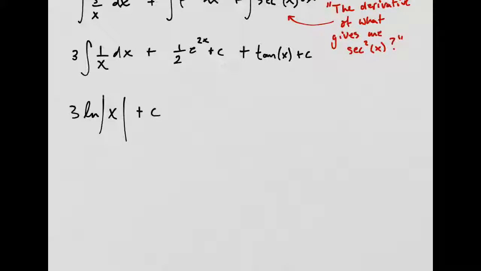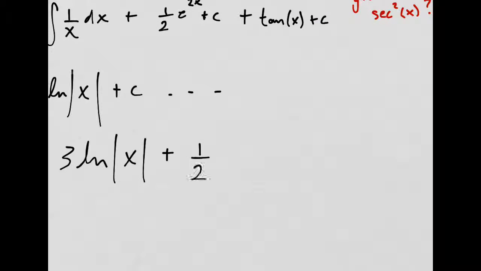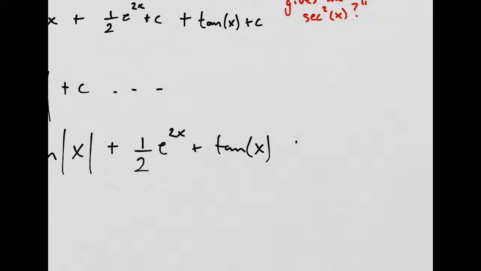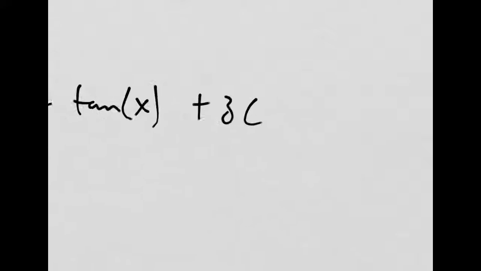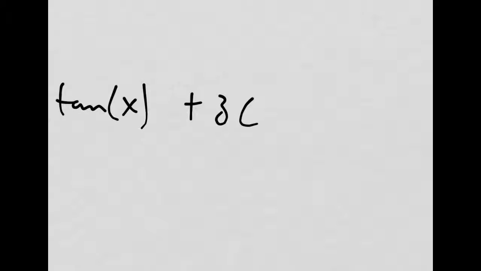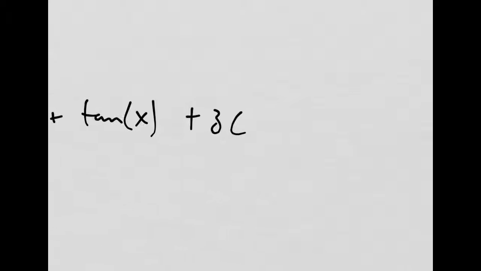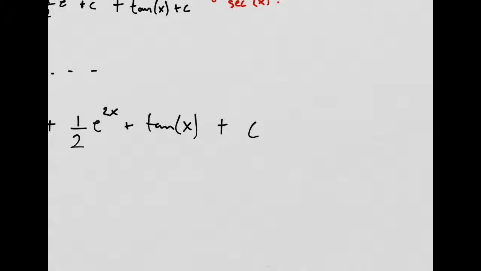Now normally, we'd write all this down, and we would get 3 ln of the absolute value of x plus 1 half e to the 2x plus tangent of x, and then you're thinking maybe plus 3c. However, we don't write 3c. Why don't we write 3c? We got 3 c's. C is any constant. So we actually just write this.